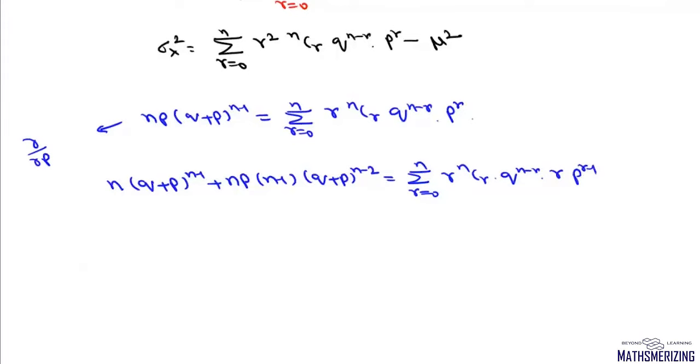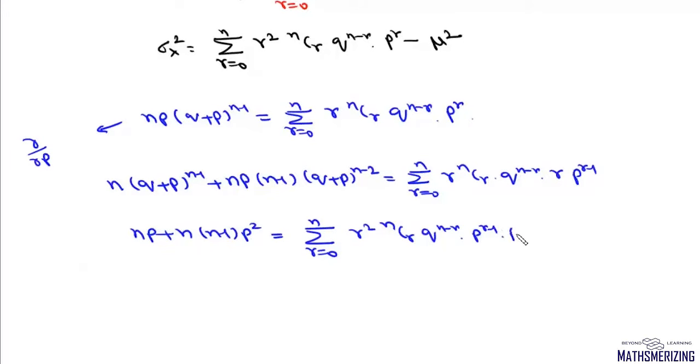Now p plus q is 1, so we'll write this as n plus n minus 1 into p, and it is equal to this summation, r varies from 0 to n, and this is r square nCr q to the power of n minus r into p to the power of r minus 1. Now since we need p to the power r, we'll multiply by p both sides. So it will be np, and here it will be p square, and this is p.